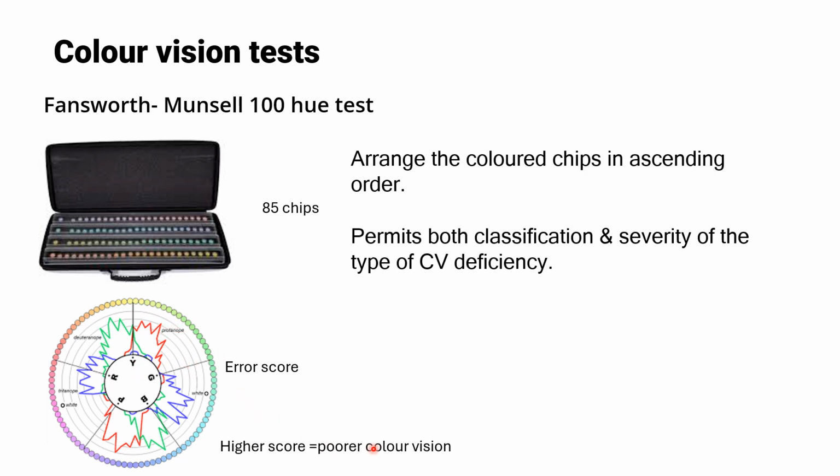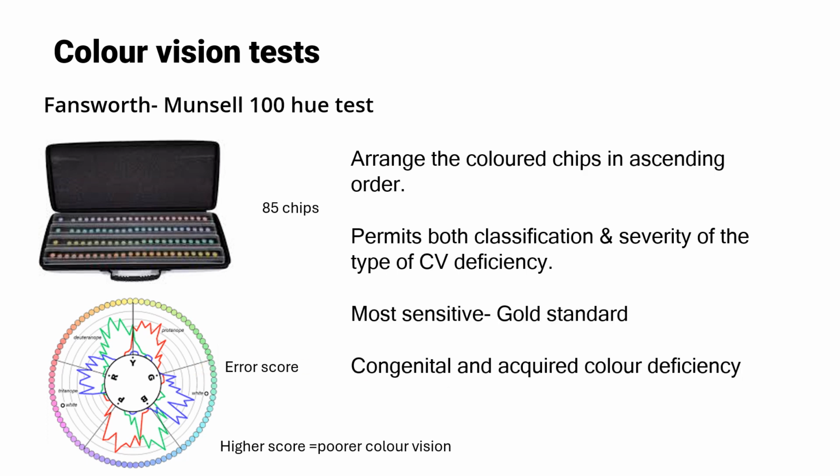So the higher the score, the poorer the color vision. The lower the score, the better the color vision. It's the most sensitive and can identify congenital deficiencies and acquired color deficiencies, and can identify red, green, blue, yellow, everything. But the disadvantage is that it is time consuming.